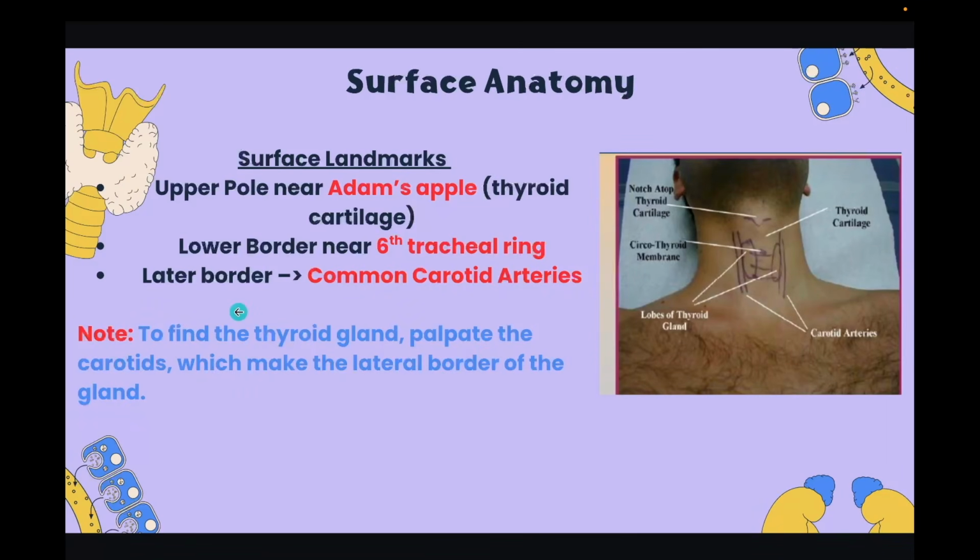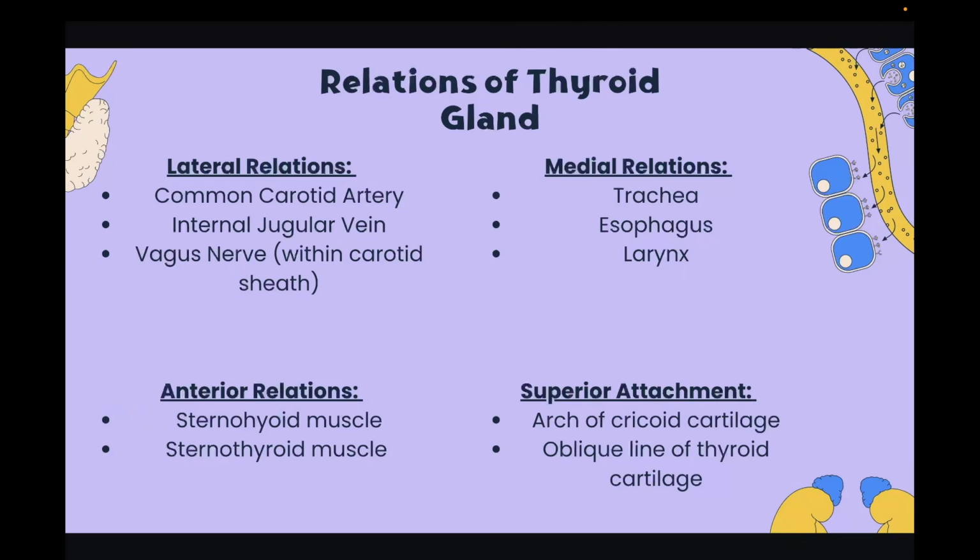And for the lateral borders, you need to know that you have the common carotid arteries. Note as well, to find the thyroid gland, palpate the carotids, which make the lateral border of the thyroid gland. So basically, if you want to find the thyroid gland, you need to palpate the carotid arteries, and once you palpate the carotid arteries, you'll be at the lateral borders of the thyroid gland.